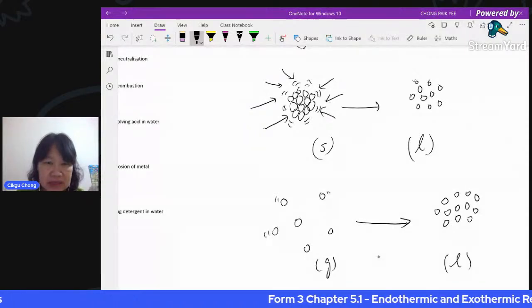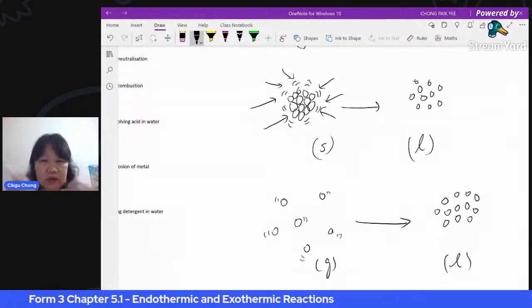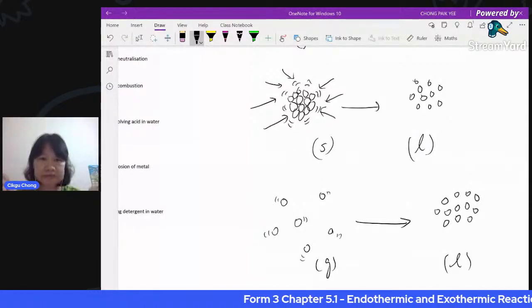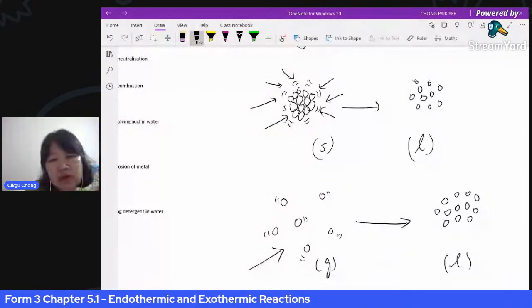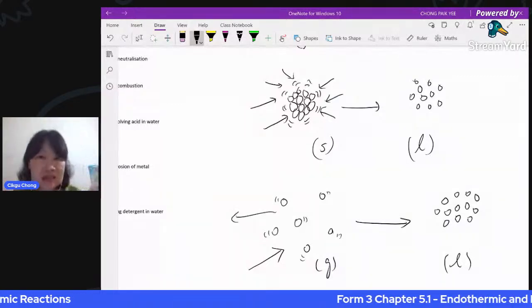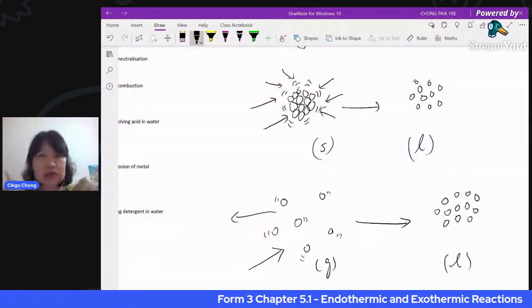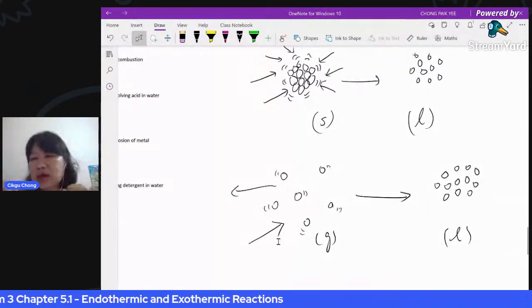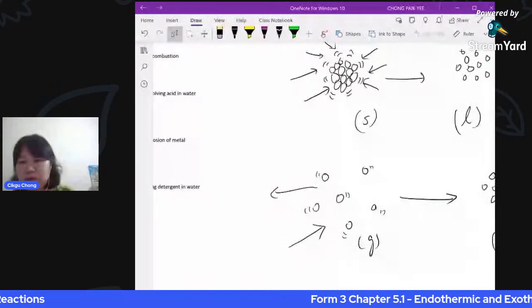In the meantime, I just draw. You see, these are movements. The molecules are moving and vibrating. In gaseous form, they are very free, moving very fast. Now they want to come nearer. When they want to come nearer, do they need to absorb more heat, which makes them move faster, or do they need to release heat to make them slower? Is it absorbing or releasing heat when they want to become liquid? Release or absorb?